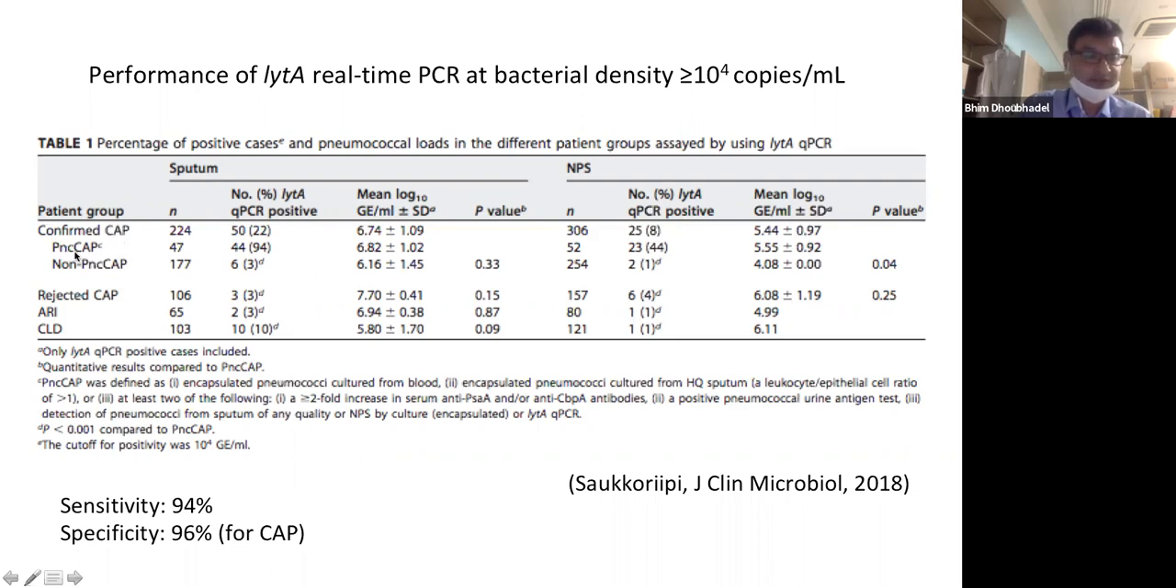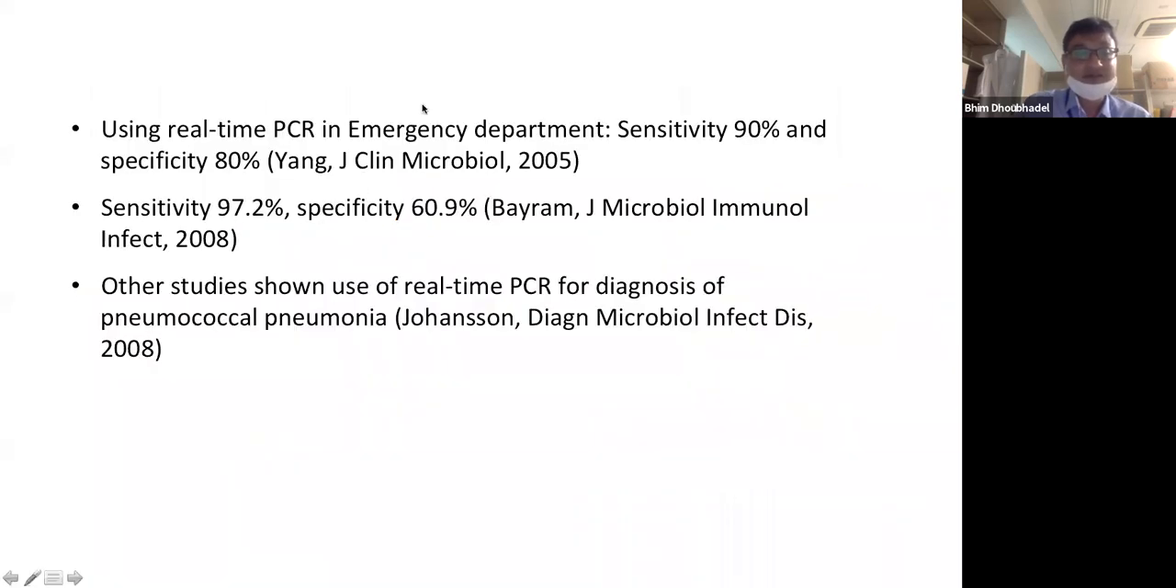And here, this is in CAP, pneumococcal CAP and non-pneumococcal CAP. So this is Lyt. The sensitivity was 94% and the specificity was 96%. So what I wanted to say is that pneumococcal pneumonia can be diagnosed with a real-time PCR with a cutoff value.